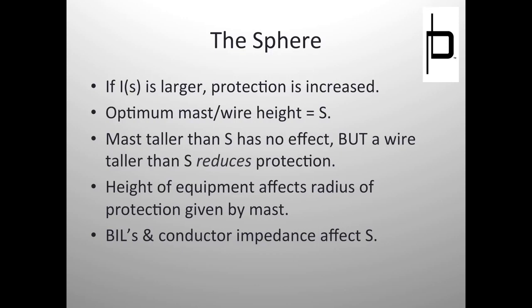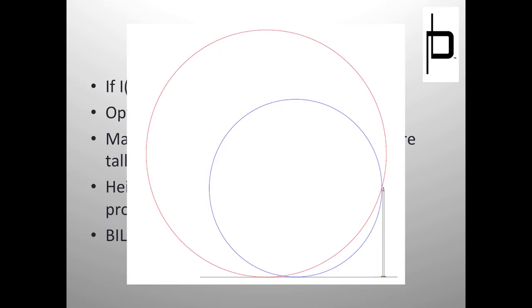Okay. So the first one: if the stroke current is larger, protection is increased. We just talked about this. In this example, IS represents the blue sphere, and if we made IS larger, you make S larger. And if you make S larger, you gain protection. If the area under the curve represents what's protected, you can see the area under the red curve is much larger than the area under the blue curve. So again, if we can protect against the blue, we know we've definitely protected against the red.